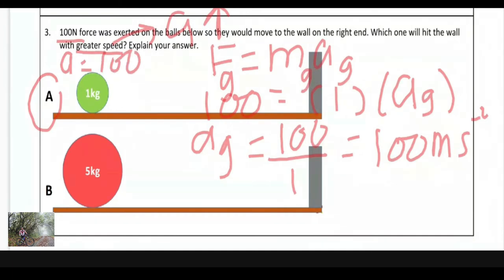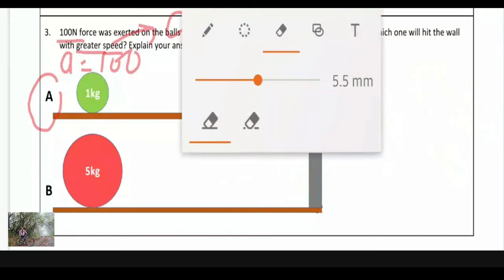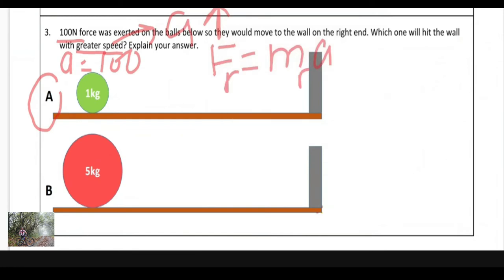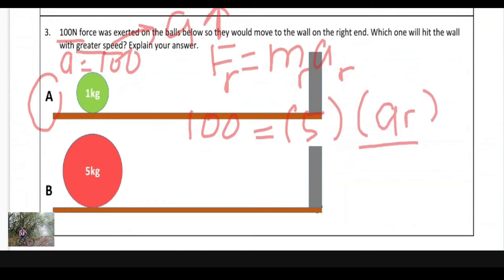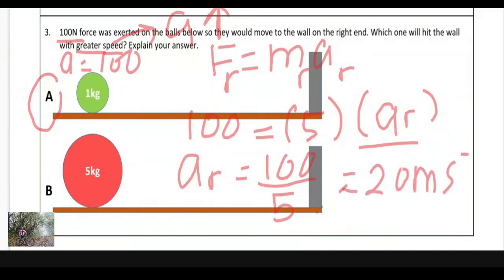Okay, same. When you look at here, number B, same. Kita buat red, red and red. So force for red same, 100. Mass for red color ball is 5. So now we want to find the value for A red. So A red is 100 over 5. So you get the answer 20 meter per second per second. So here A red is 20.